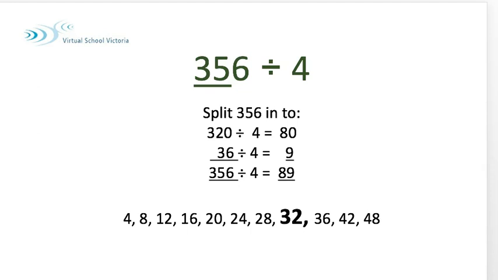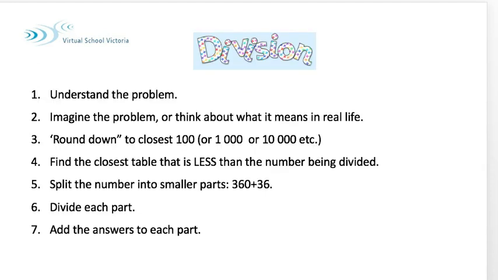Now, the things that you need to do to practice division is firstly understand the problem. Make sure you're answering the correct problem. You can imagine it, you can draw it, you can think about what it means in real life. We always round down to the closest table, whether it's a 10 or 100. It even works in 100,000s and millions, because the tables are really very stable. They don't change.